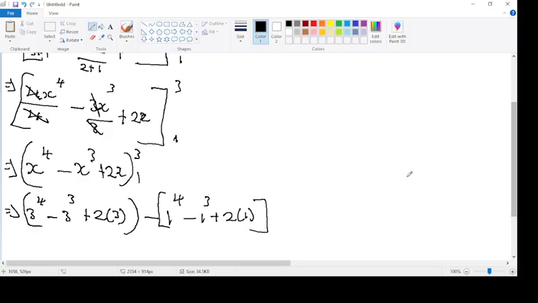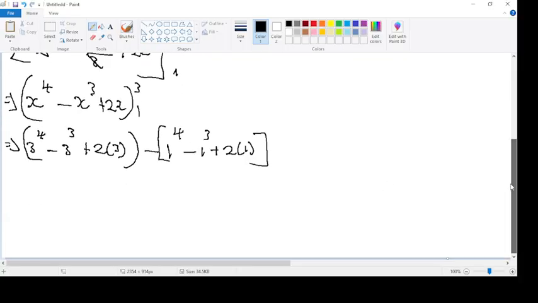So you have something like this. Now from here we can punch this on the calculator. 3 raised to power 4 should be 81, minus 3 cubed, that's 27, plus 2 times 3, that is 6, minus 1 raised to power 4, that's 1, minus 1 raised to power 3, that's 1, plus 2.